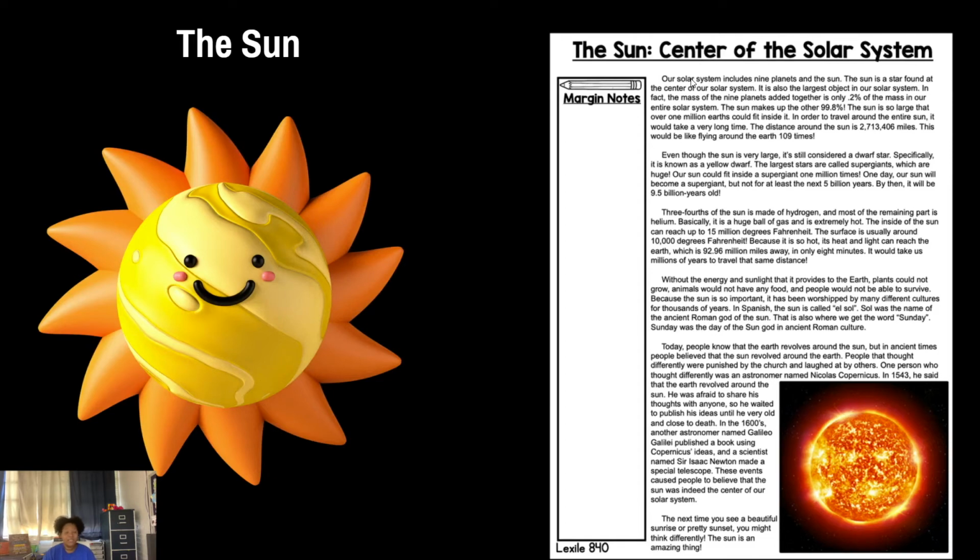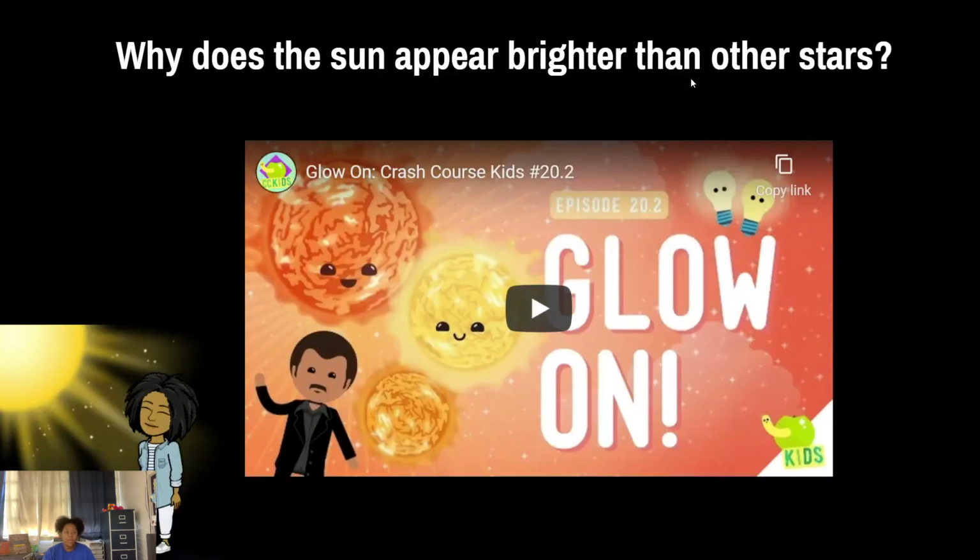So, that was a very informational article all about the sun, its size, how people worshipped it, and many other different things that are really, really cool. But again, we want to know, why does the sun appear much bigger, much brighter than all of the other stars in the sky, despite it being just a dwarf star? So let's watch this quick video and see if it can tell us. Enjoy!